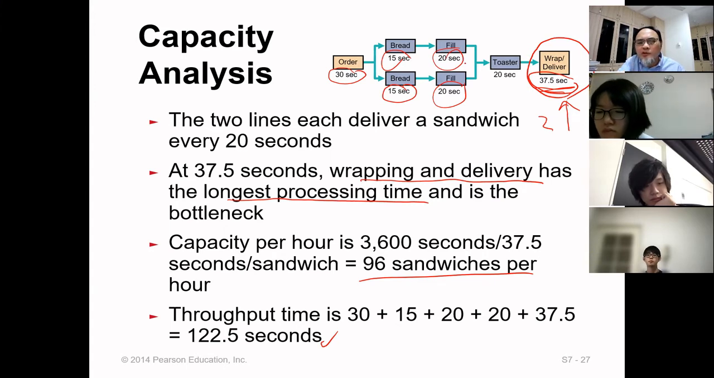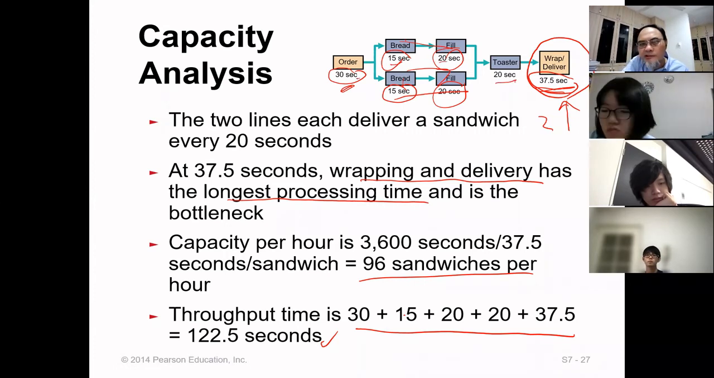Okay, do you know how to get this? 30, because there are two workers here. So one worker does 15 plus 15, so this parallel process is no problem. So the throughput is 30 plus 15 plus 20 plus 20 plus 35, 37.